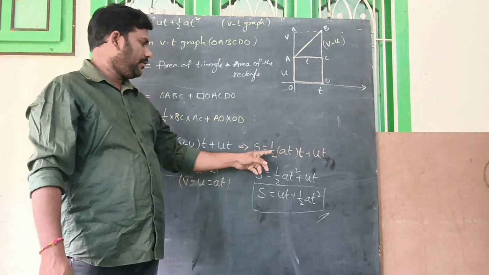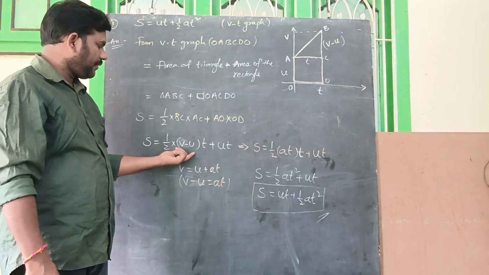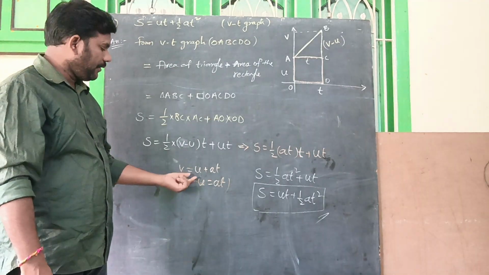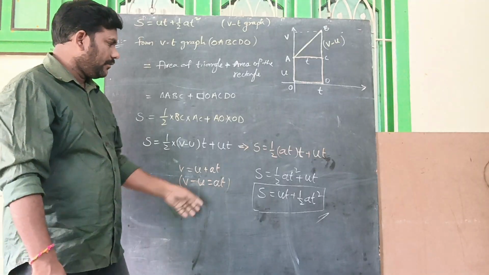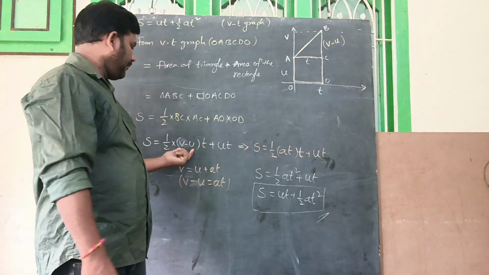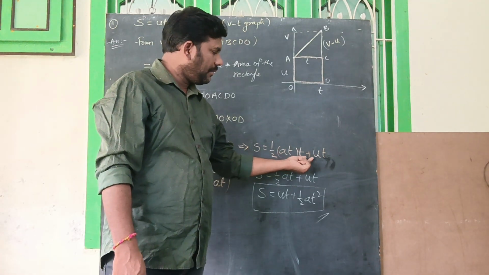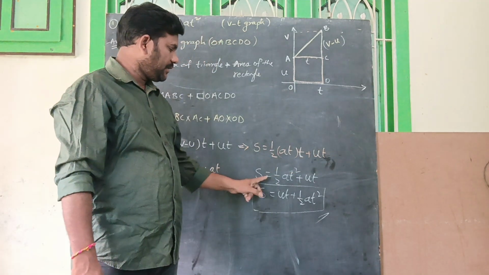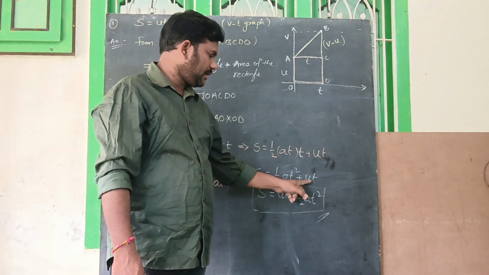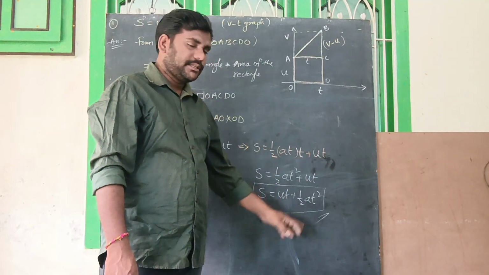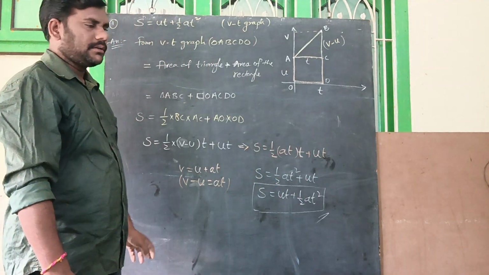From the kinematic equation, we can write v minus u is equal to at. We can replace v minus u, giving half into at into t plus ut. So S is equal to half at square plus ut. In order, S is equal to ut plus half at square. So take a screenshot.